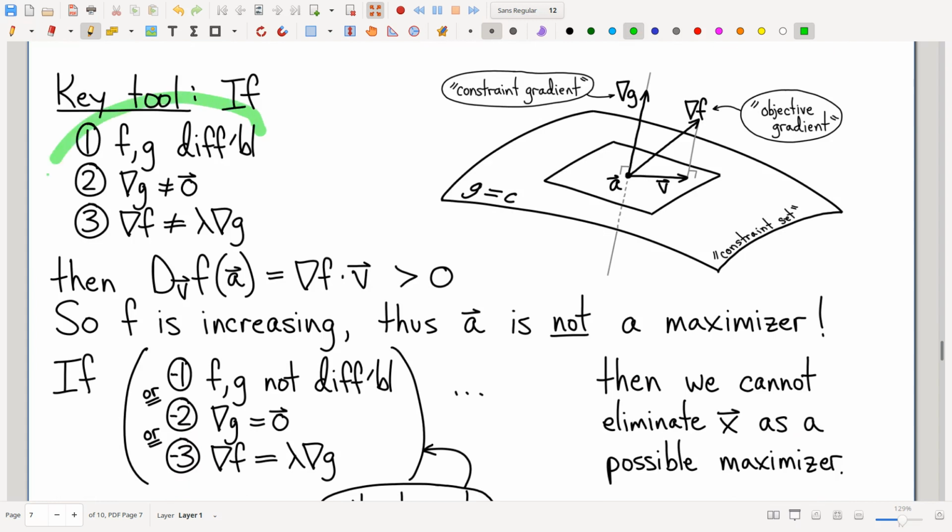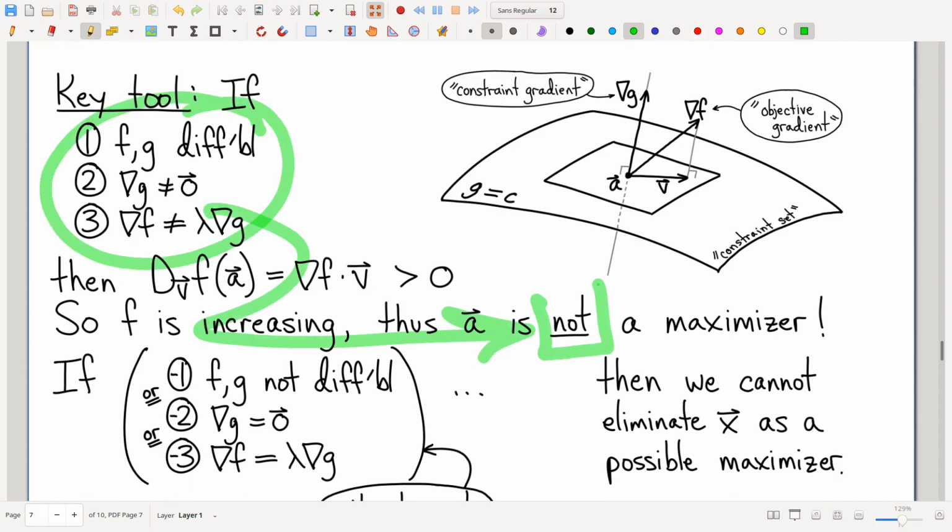Under a certain set of conditions, I can conclude, I know with complete confidence something, and thus the green coloring. I know with complete confidence that the point A is not the maximizer that I'm looking for. There is an elimination tool. So it's not that different from the single variable optimization we saw. The difference is in what the conditions are.